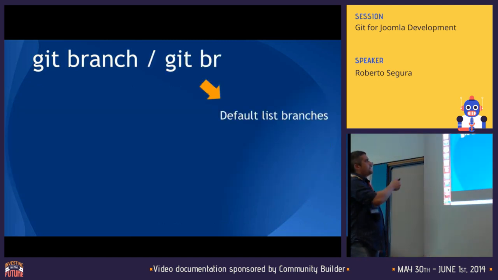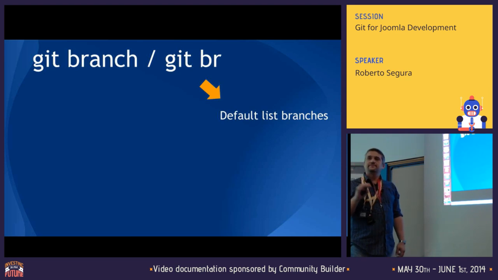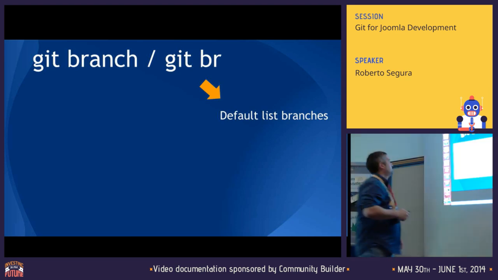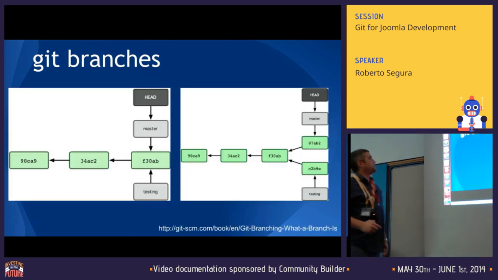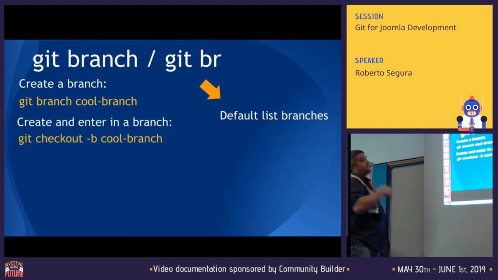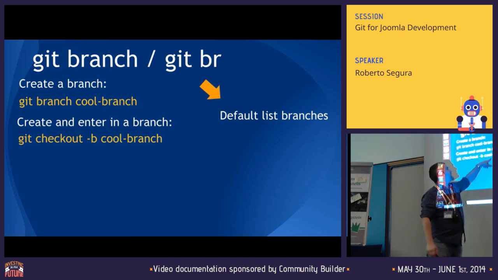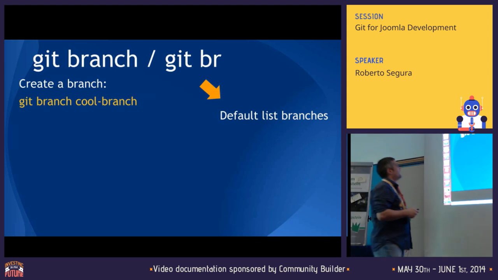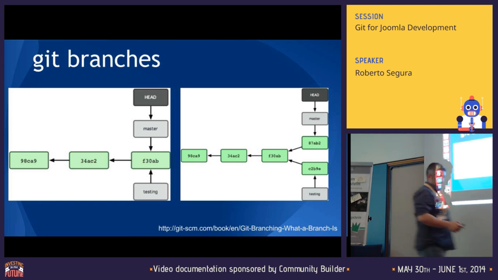Then, to manage branches, we have git branch, and if you use my alias, git br, if you use the command as it is, it shows you the list of branches that you have in your code. Basically, it's the same that we had here. This is a list of branches that are active on the upstream, but we will show it later. If you want to create a branch, you have to do git branch and the name of the branch that you want to create. If you want to create a branch and enter it, something that we do commonly, git checkout -b and the branch name, and it will create a branch with this name automatically and enter it. Entering means that the HEAD is moved from the master to the cool branch that we have created.